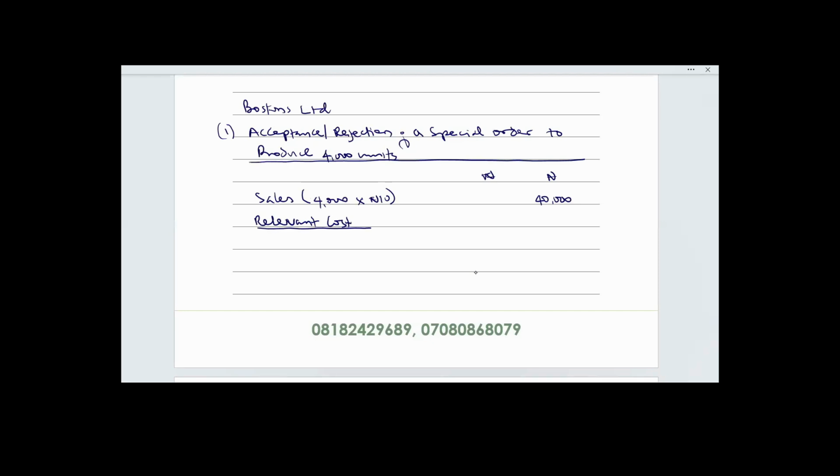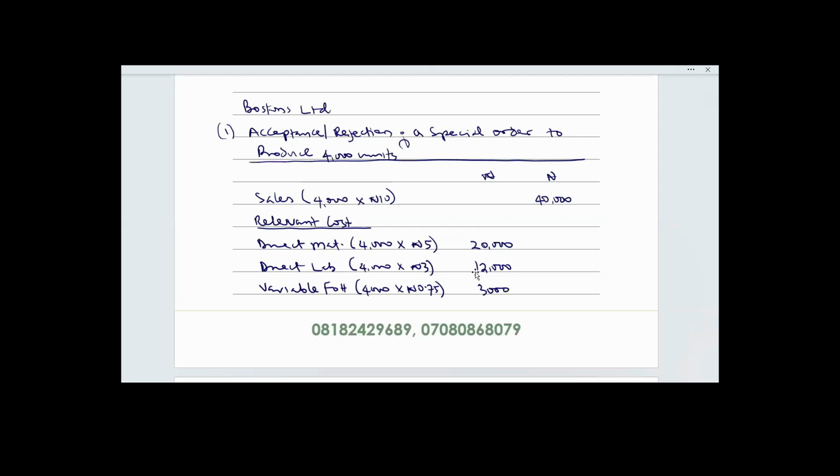You then go back to the question. There is direct material of 5 naira. Therefore, I will say direct material, 4,000 units multiplied by 5 naira, which is 20,000. Then we also have direct labor of 3 naira. Direct labor, 4,000 units multiplied by 3 naira, which is 12,000. Next item, we have variable factory overhead, 75 kobo. Variable factory overhead, 4,000 units multiplied by 75 kobo. So that's 3,000 naira, I think.